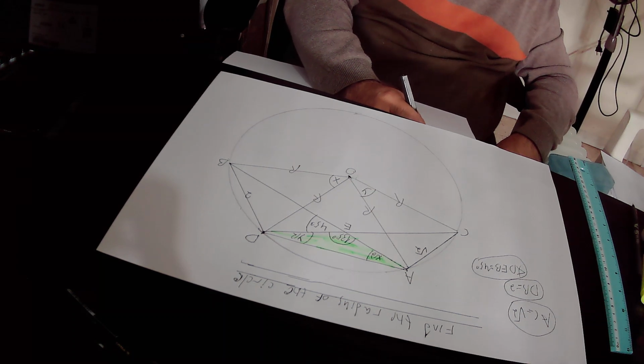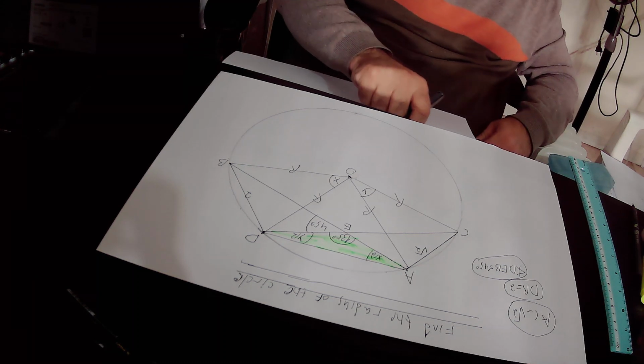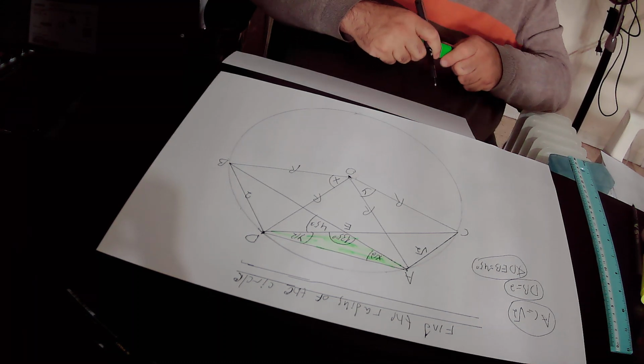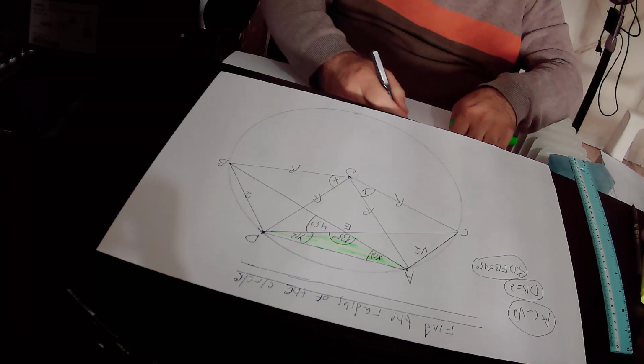On the green triangle AD, the sum of the angles must be equal to 180 degrees. It is true in any triangle, and especially in triangle AD. Okay.